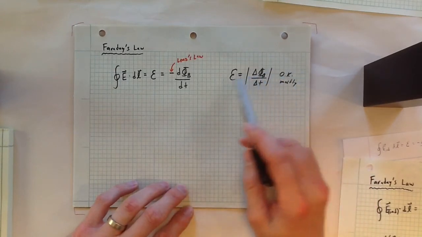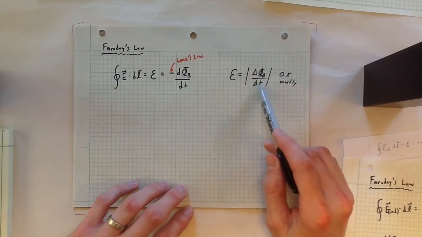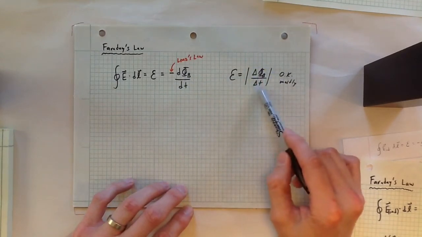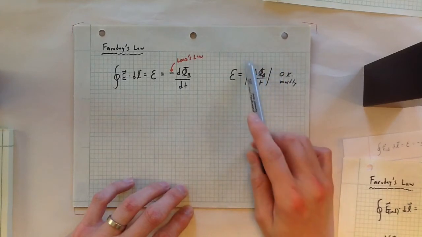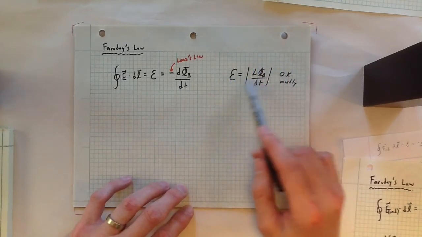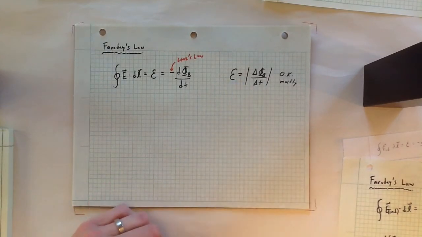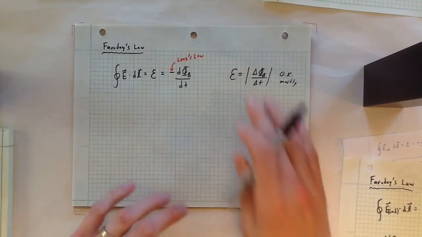You don't necessarily need to take the derivative, it's just the change in flux over change in time, so you can do it that way. And then you can take the absolute value signs here just because what you're really looking for this equation to produce is a number for the EMF. You'll take care of the direction of the induced current separately. So this is okay mostly.